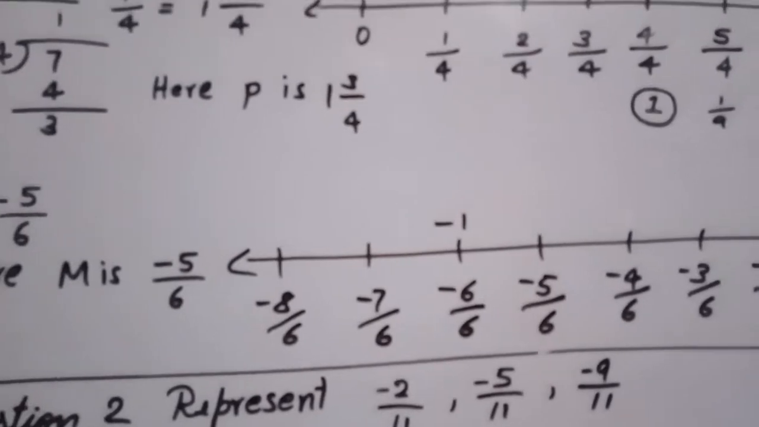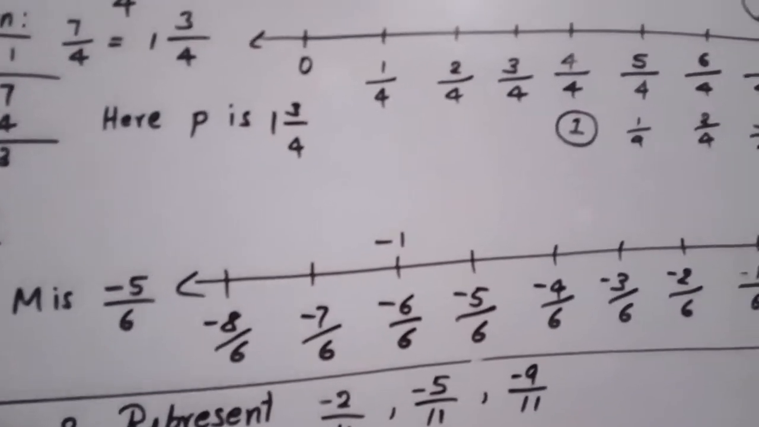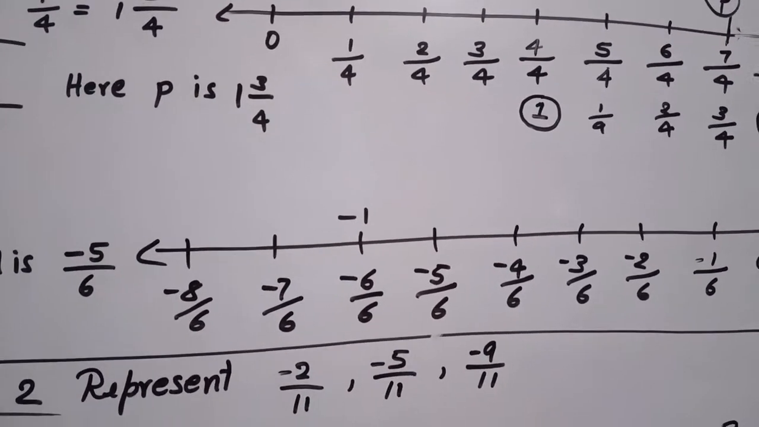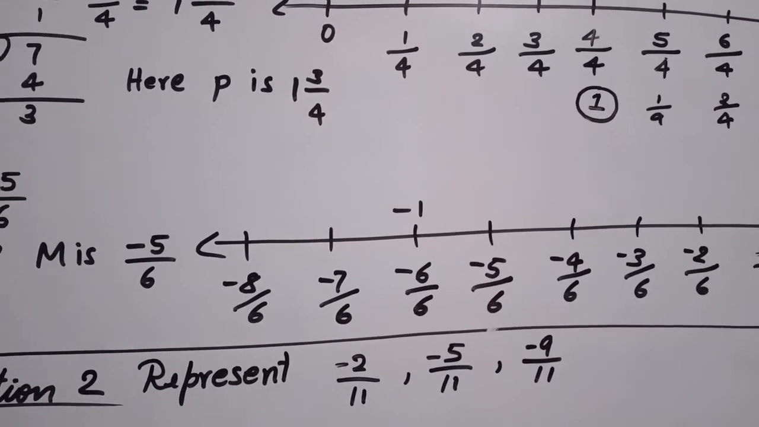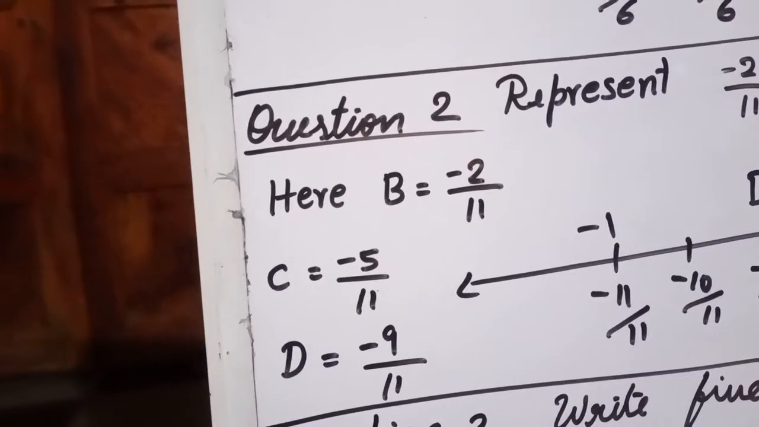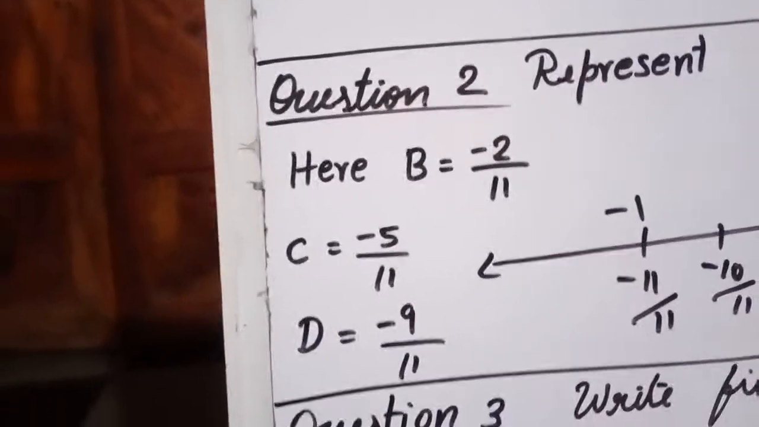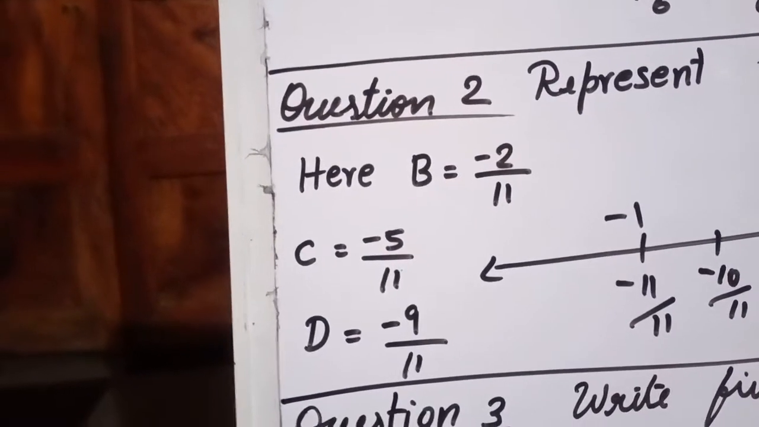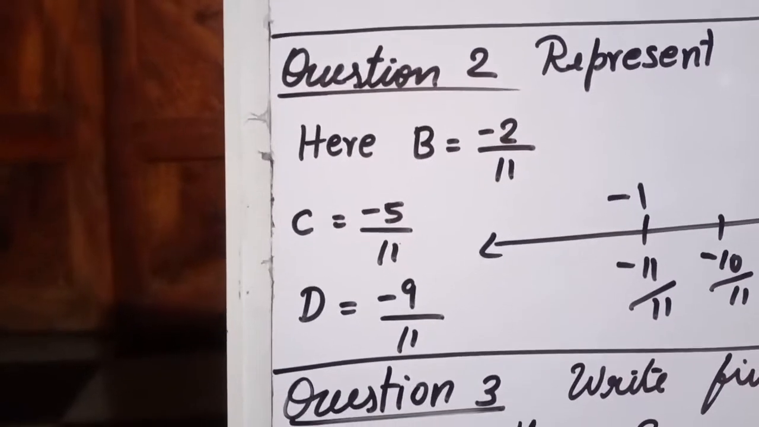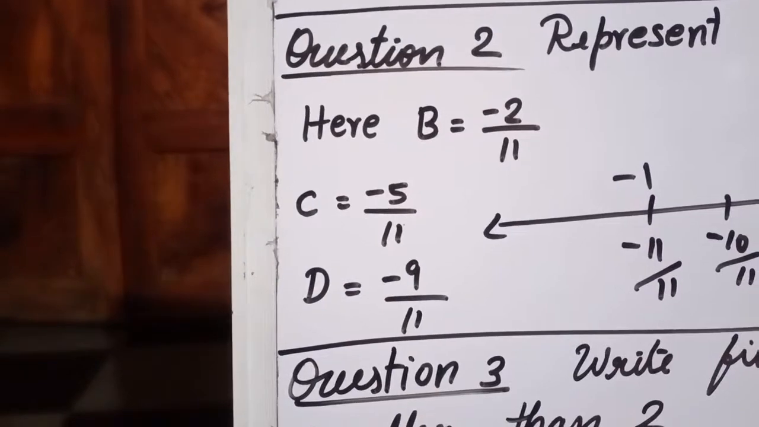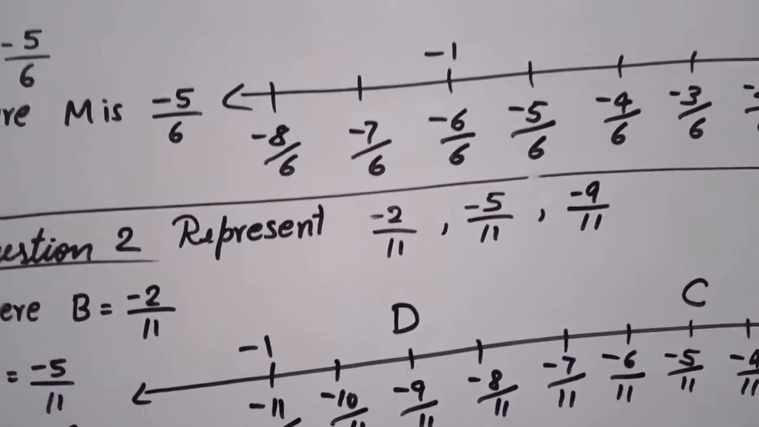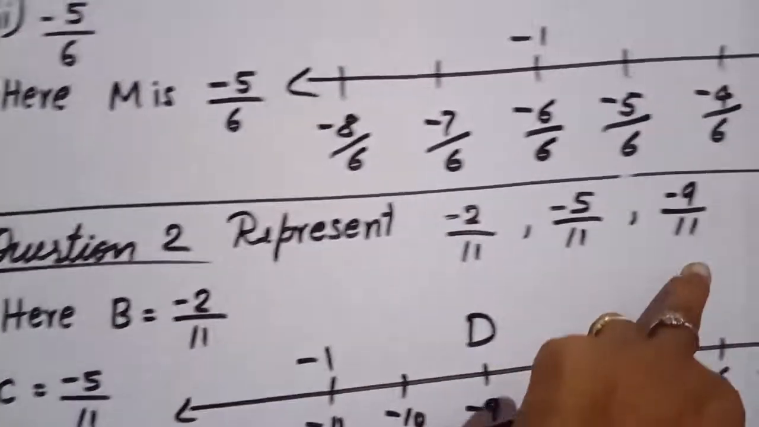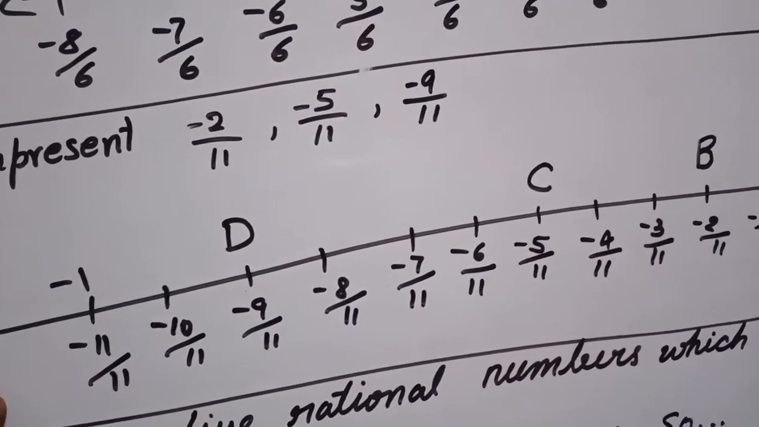Now let us go to question number 2. Represent minus 2 by 11, minus 5 by 11, minus 9 by 11. So these numbers we can take as B is equal to minus 2 by 11. We are just naming them. C is equal to minus 5 by 11. D is equal to minus 9 by 11. So what we can do? All these are negative values. So we can take them from the negative side, the left side.